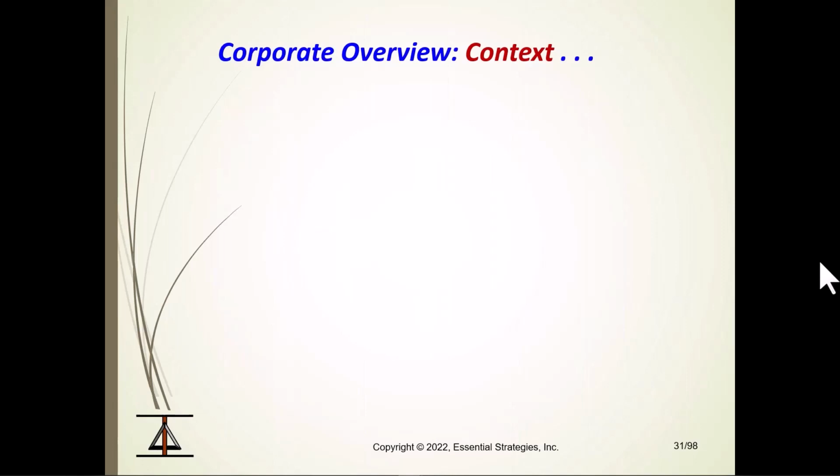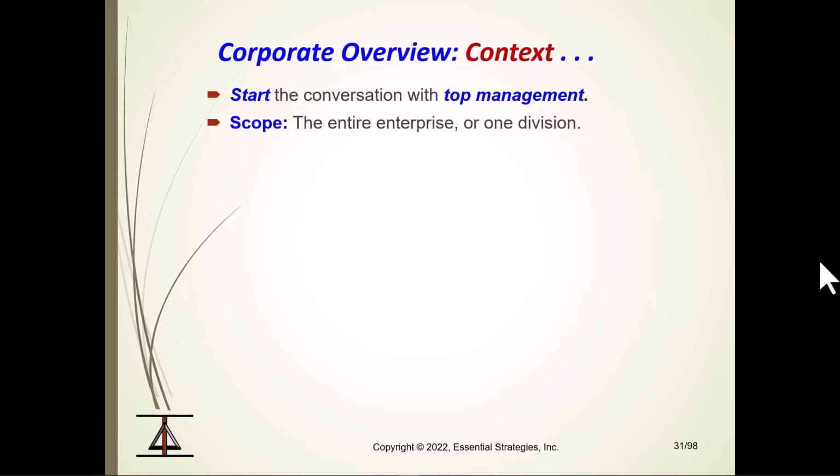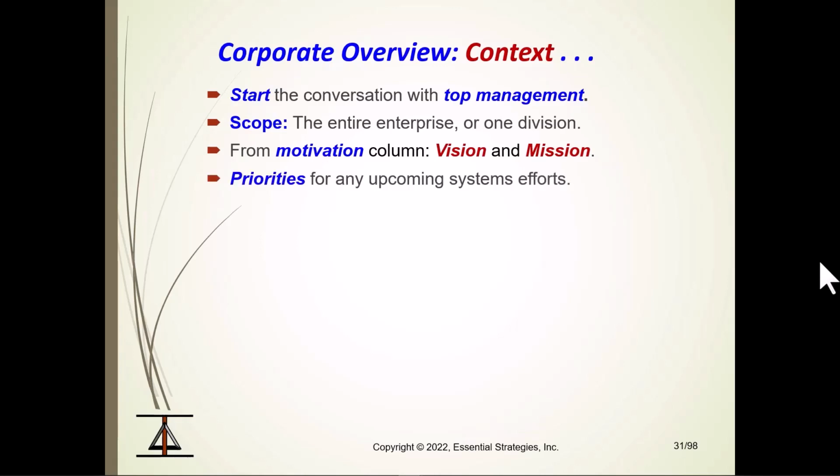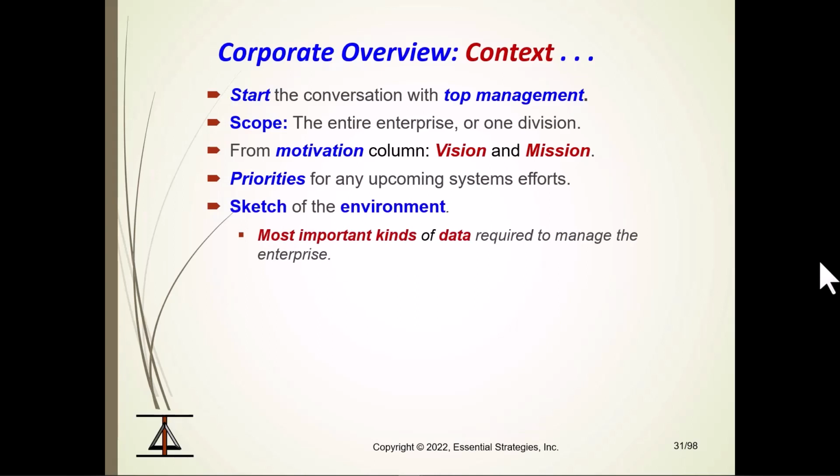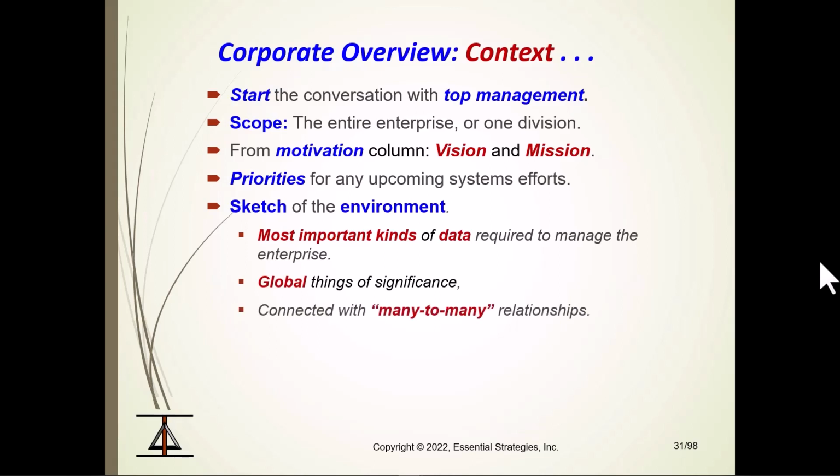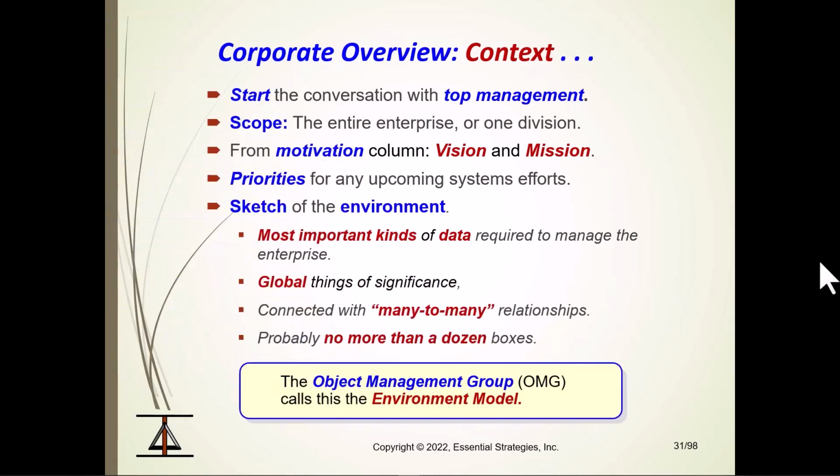The corporate overview. This is where we start the conversation with top management. The scope is the entire enterprise, or perhaps one division, based on the motivation column, which had the vision and the mission. This sets the priorities for any upcoming systems efforts. This is a sketch of the environment. That is to say, the most important kinds of data required to manage the enterprise. These are global things of significance, connected with many-to-many relationships. Probably no more than a dozen boxes. The Object Management Group calls this the environment model.